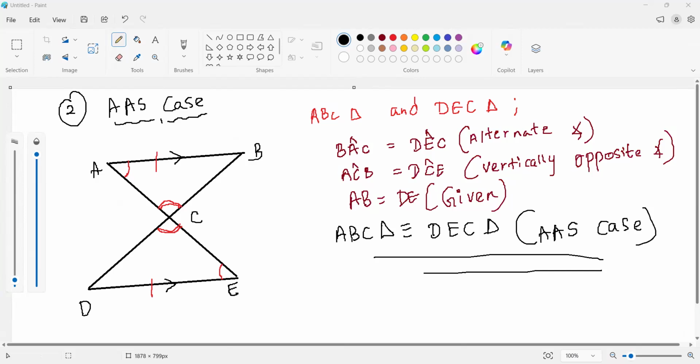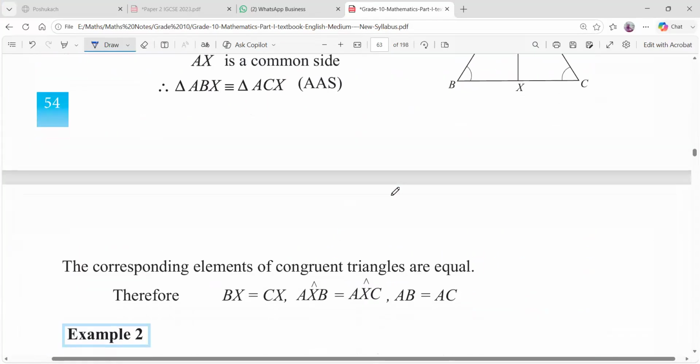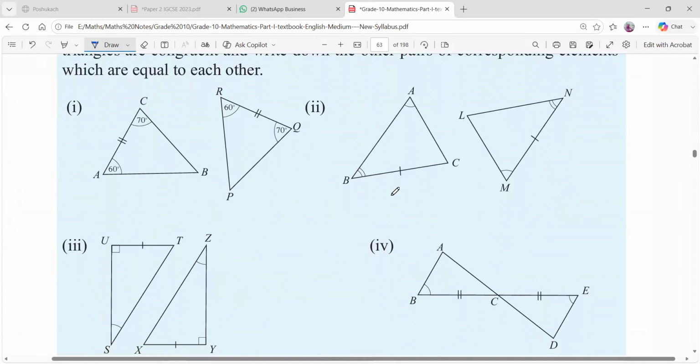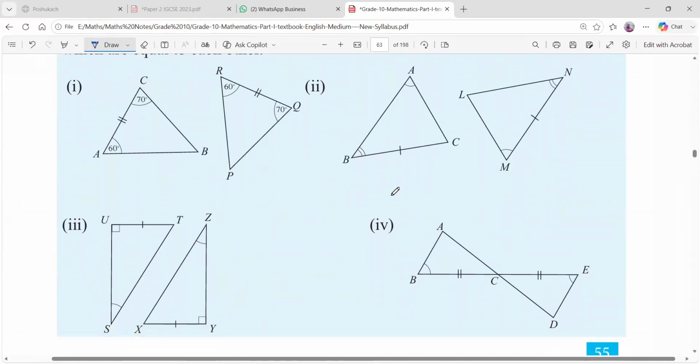This one, call it what? AAS case. Two angles and one corresponding side. So can you tell whether they are congruent? What can you say? First one, are they congruent to each other?